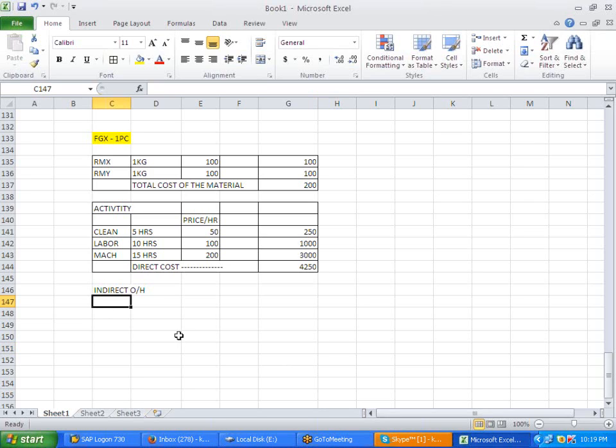Indirect overheads. I have another question. The power, I think it's a direct cost. Power is a direct cost? Power of the machine is a direct cost? No, I cannot determine the power per machine. You cannot determine it directly.